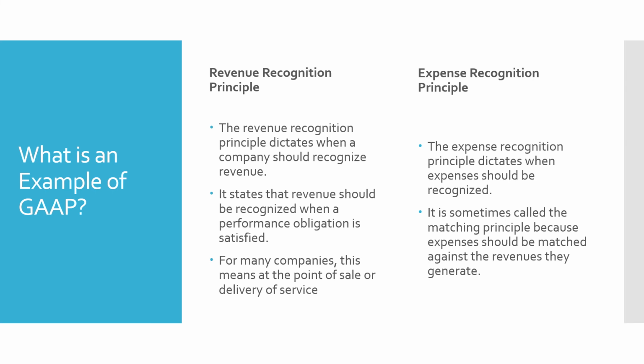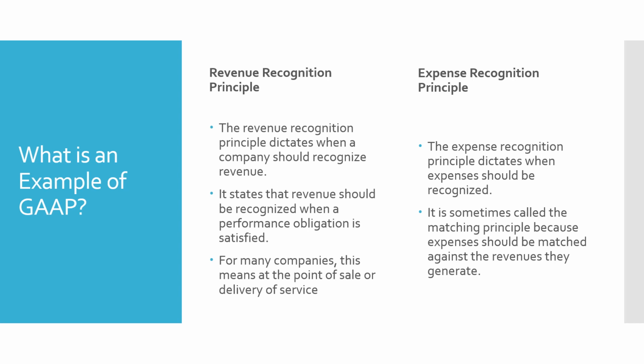In some cases, like my Target example, it's super straightforward, but the rule actually states that revenue should be recognized when a performance obligation is satisfied. For many companies, this means point of sale or delivery of service, but it can be considerably more complicated than that when you have bundled goods and services.